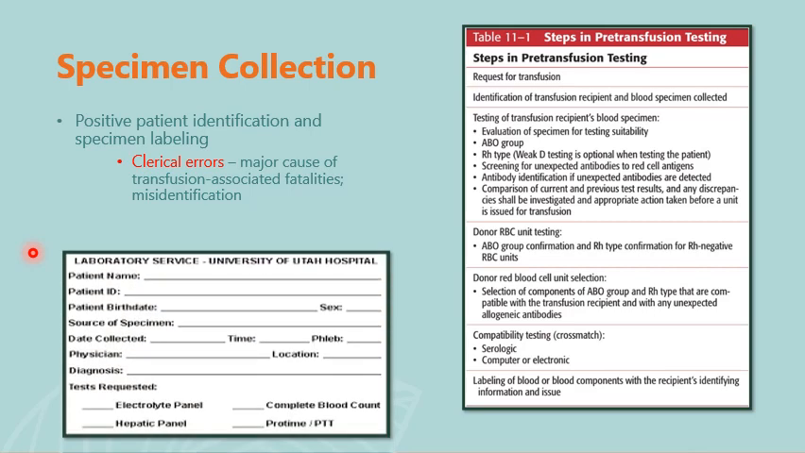So this is an example of a blood request form. So the request form should have the recipient's full name, his patient ID, date of birth, sex, the source of the specimen, date collected, time collected, the phlebotomist, the requesting physician, and the test requested.